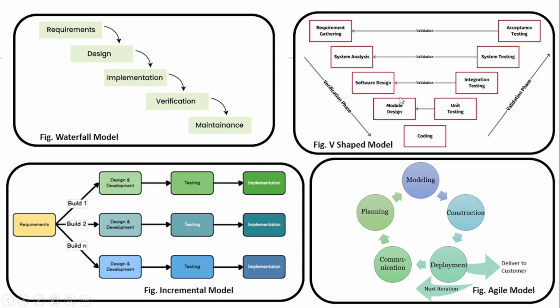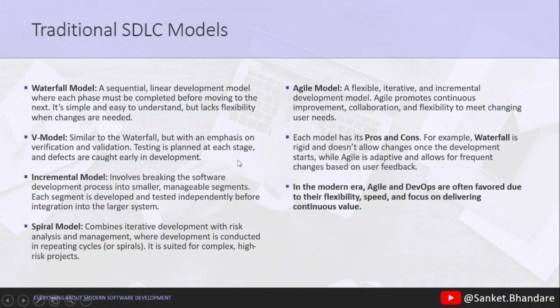In the V-shaped model, at each stage validation is done. After gathering the requirements, the validation is done. After performing the system analysis, the validation is done. After creating the software design, the validation is done. After module design, validation is done. So at each stage, validation is being performed in the V-shaped model. So this is all about the V model, and testing is done at each stage.